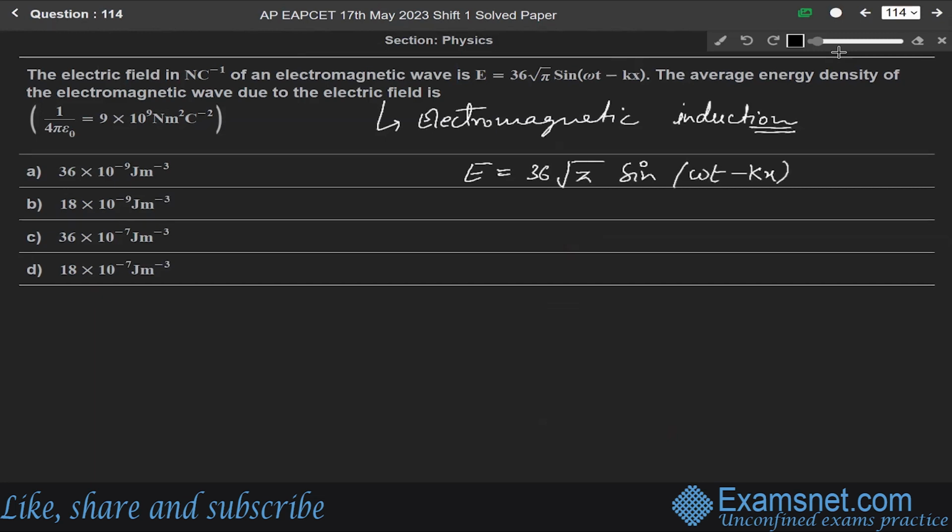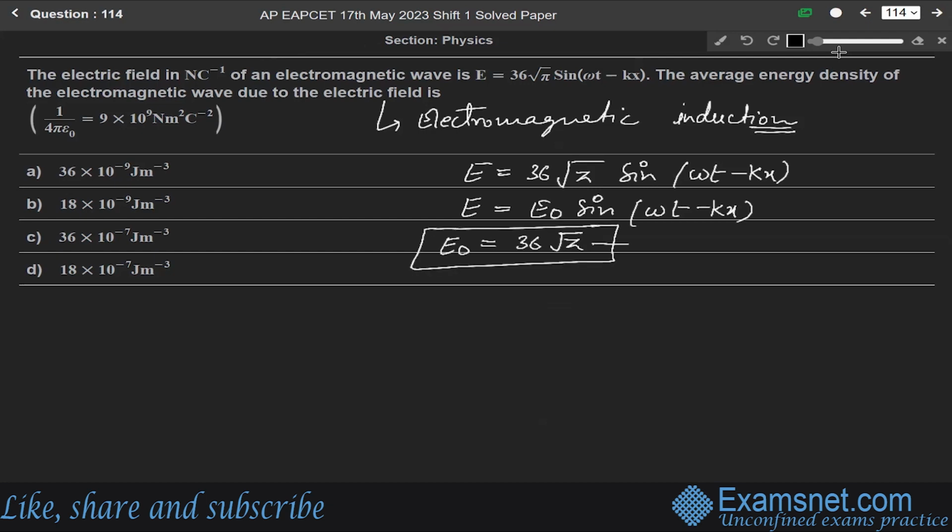First of all, comparing with the standard equation, that is E equals E naught sine(omega t minus kx), where E naught is the amplitude of this wave. So E naught is given as 36 root pi. Omega is the angular frequency and k is the wave vector. Now it is asking about the average energy density.